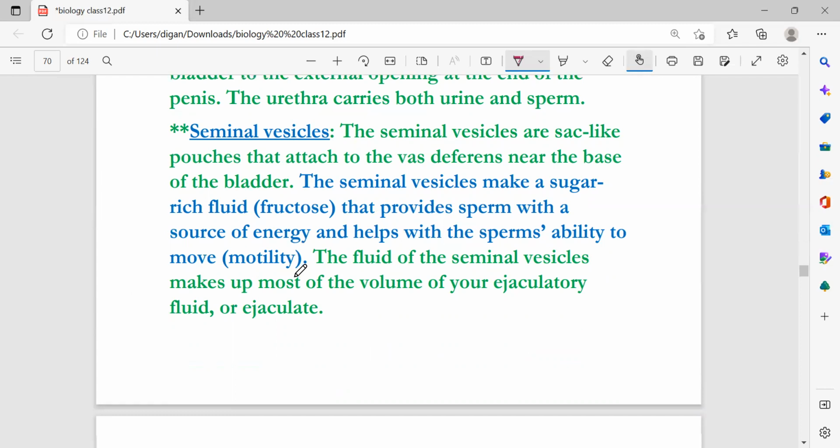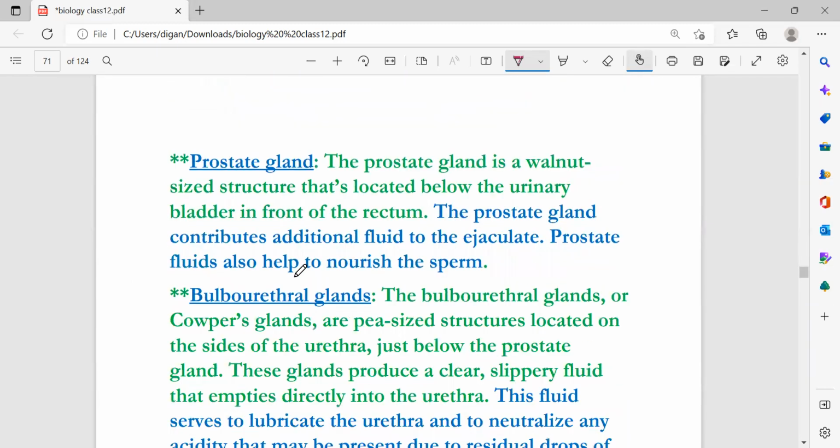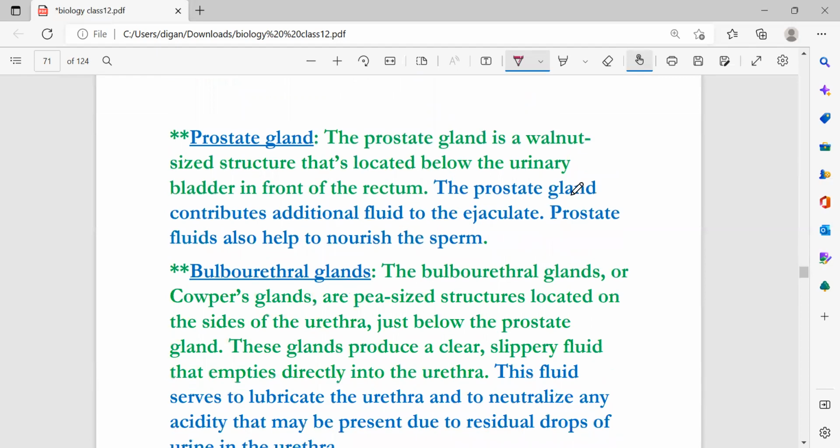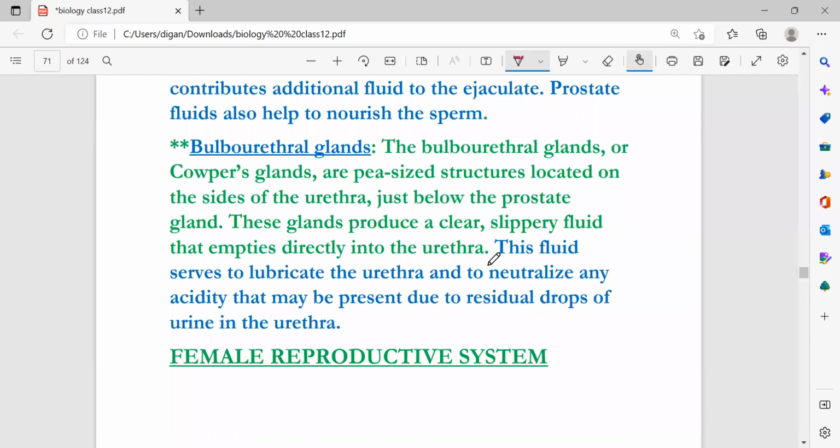Then you have to underline this blue line only. What is the prostate gland? The function of the prostate gland is that it contributes additional fluid to the ejaculate. Prostate fluid also helps in the nourishment of the sperm. Then the bulbourethral gland or Cowper's gland: the fluid secreted by this gland serves to lubricate the urethra and to neutralize any acidity that may be present due to the residual drop of urine in the urethra. So this is the main function of the bulbourethral gland. So this is the male reproductive system.